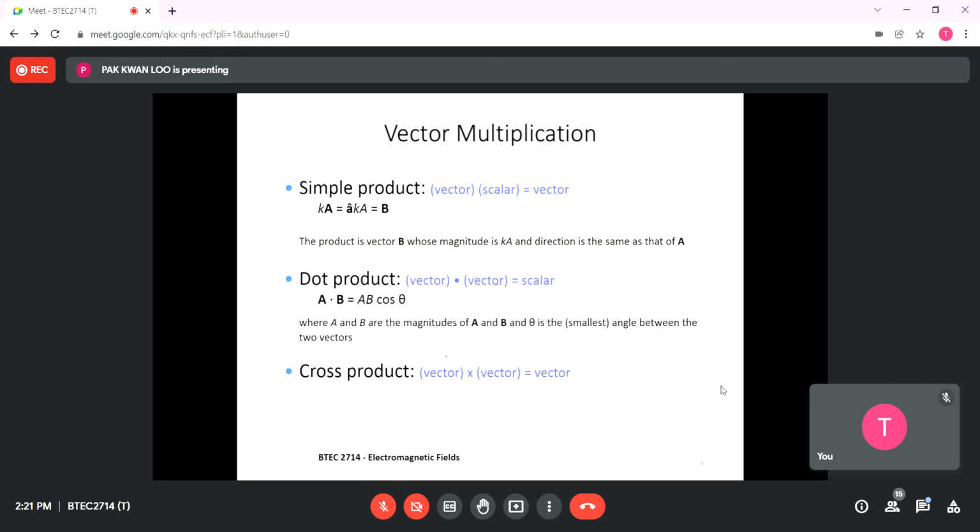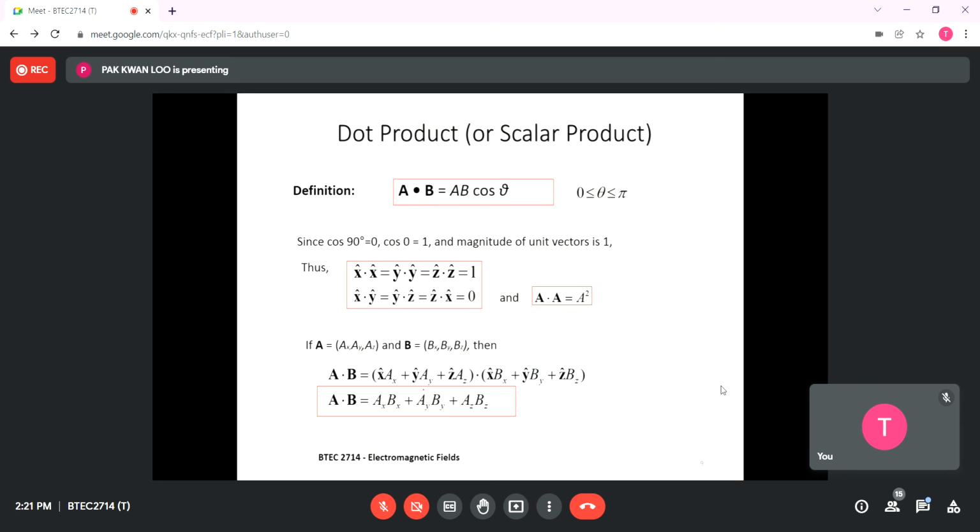We do not have vector division, so we cannot have a vector divided by a vector. It doesn't make sense. Okay, so we do not have that. We only have vector multiplication.